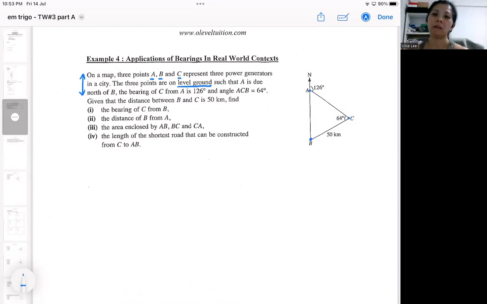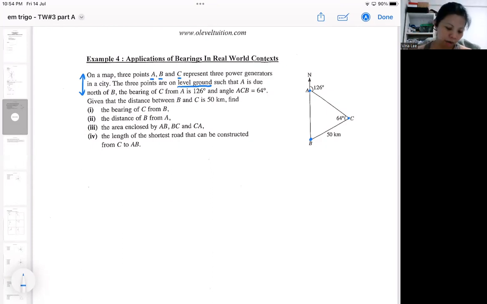So you need to know which are the points on the level ground, because there will be other questions where some points are on level ground, some points are not on level ground. So they actually become some three-dimensional trigo.